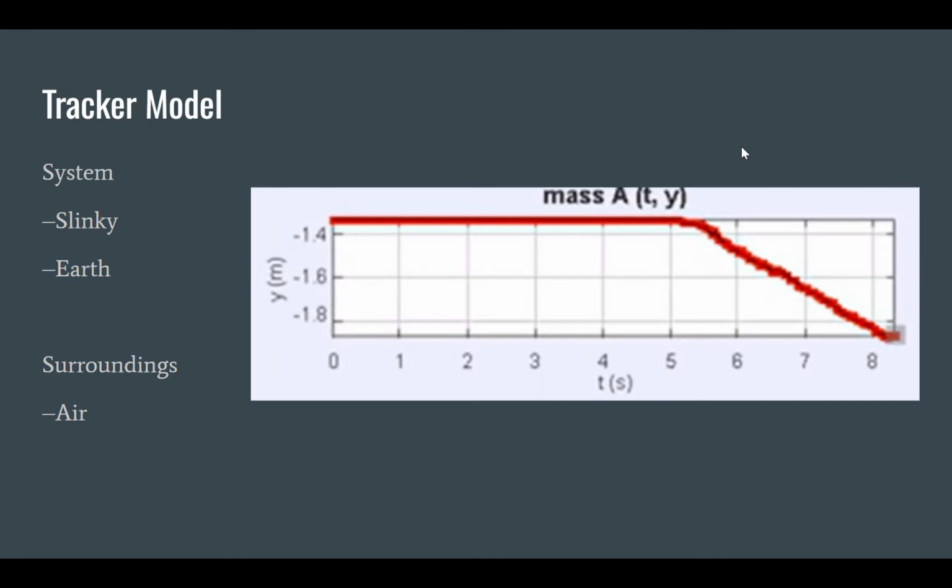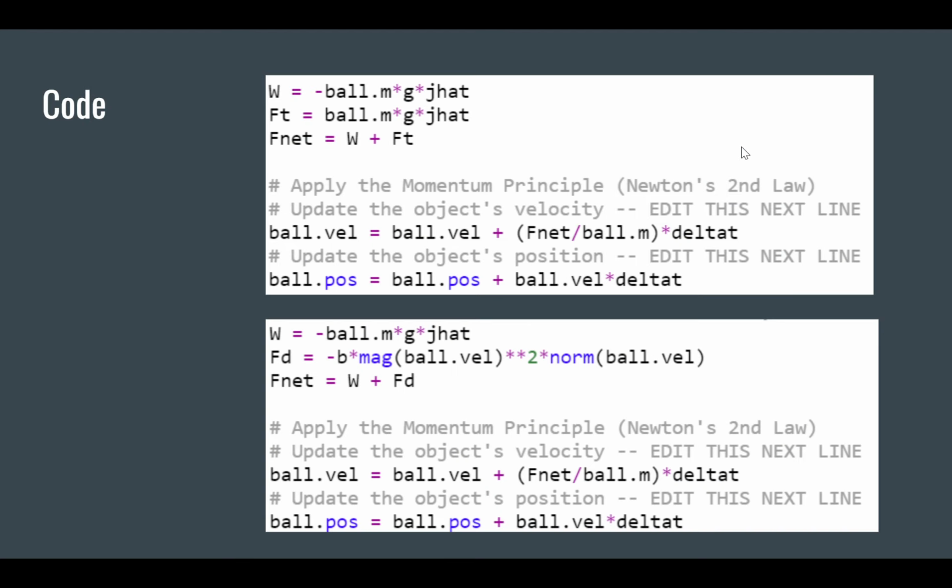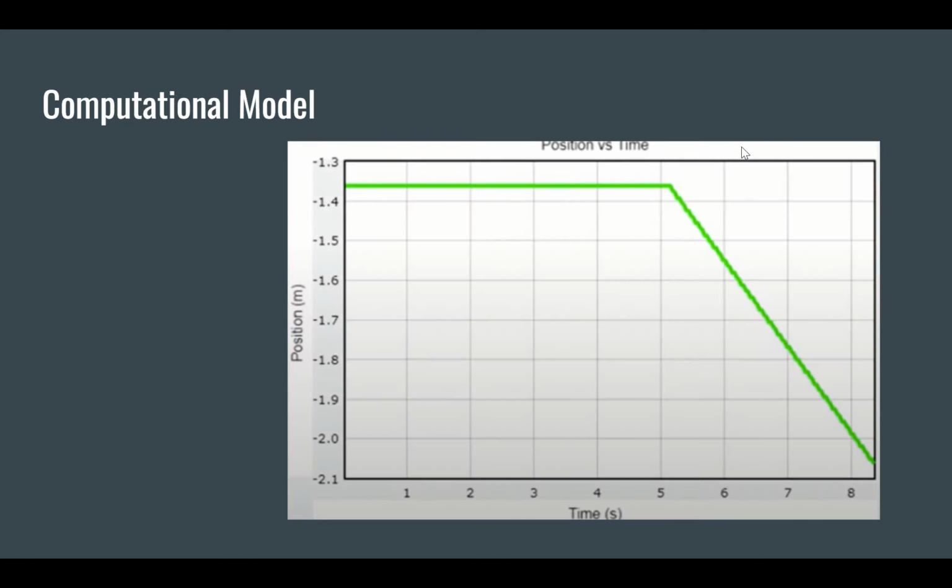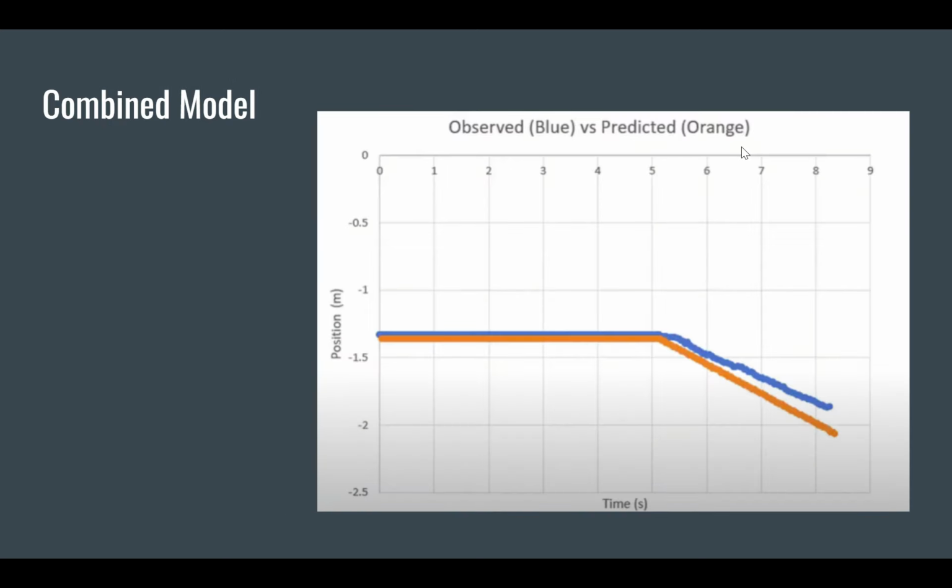First, we start with the tracker model, with the system being the slinky and the Earth, and the surroundings of the air. Here's some of the code for said problem. And here's the computational model. Now, this is what you look at when you have the combined model.